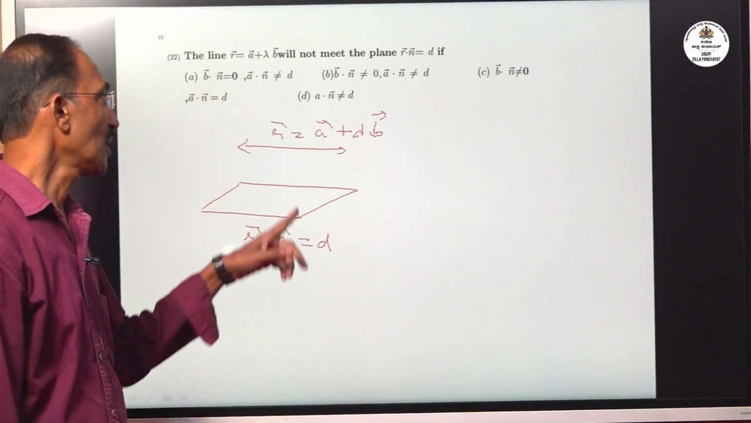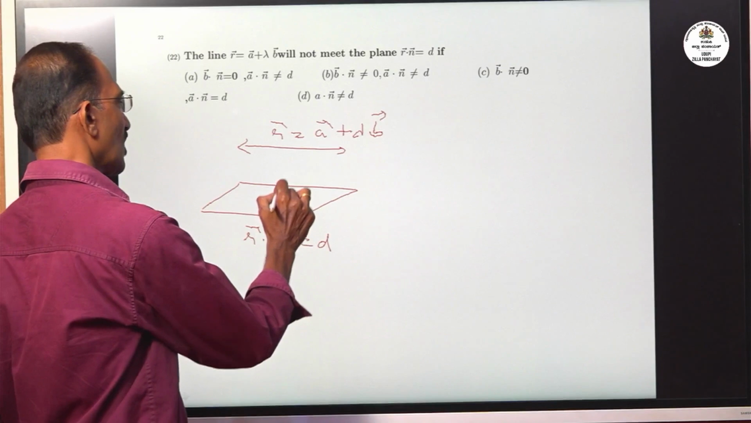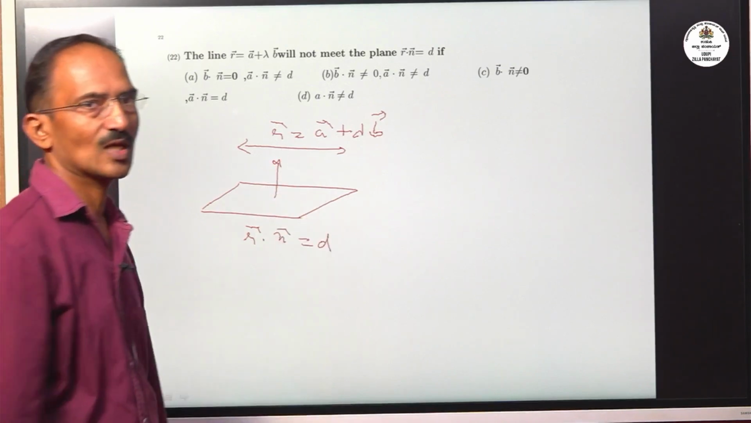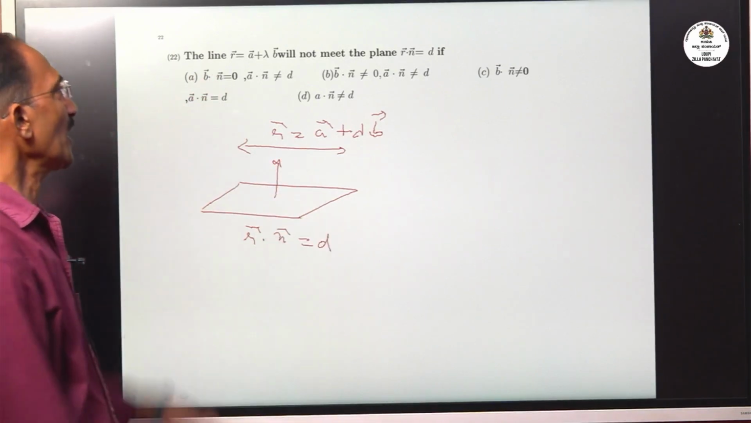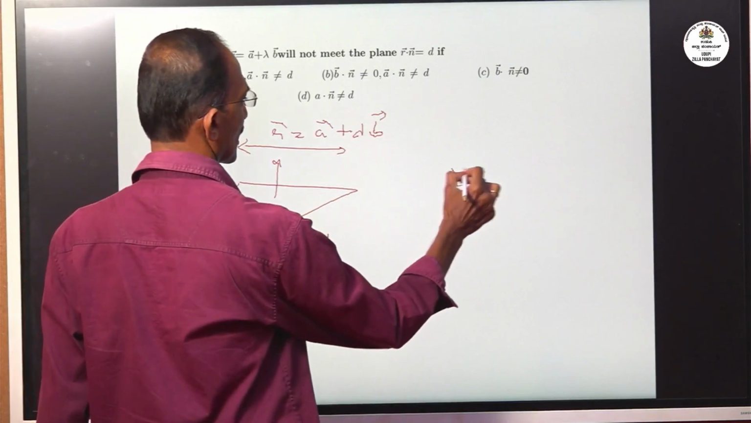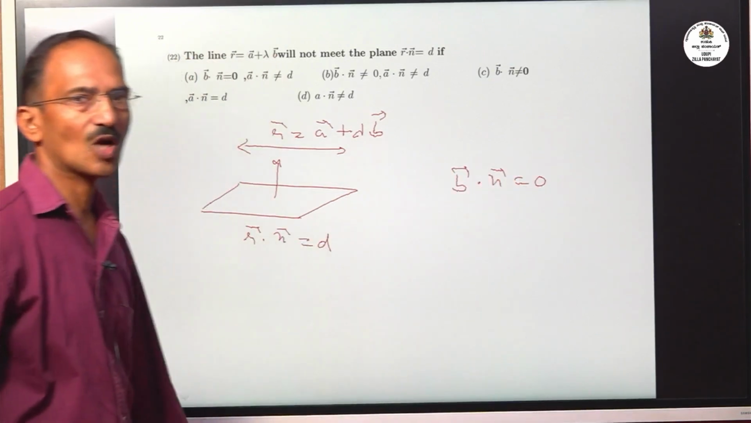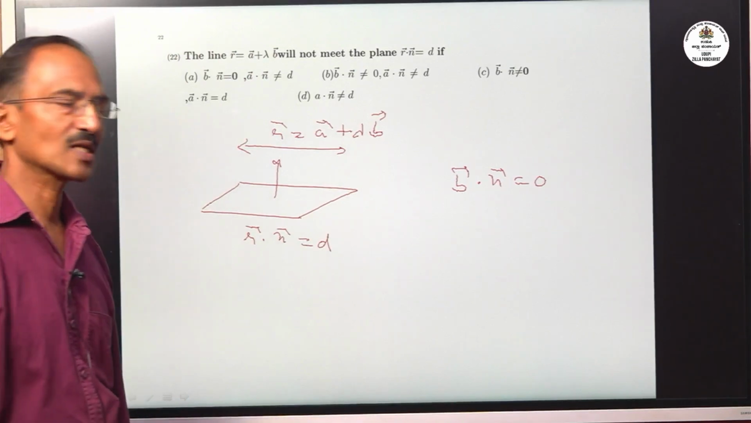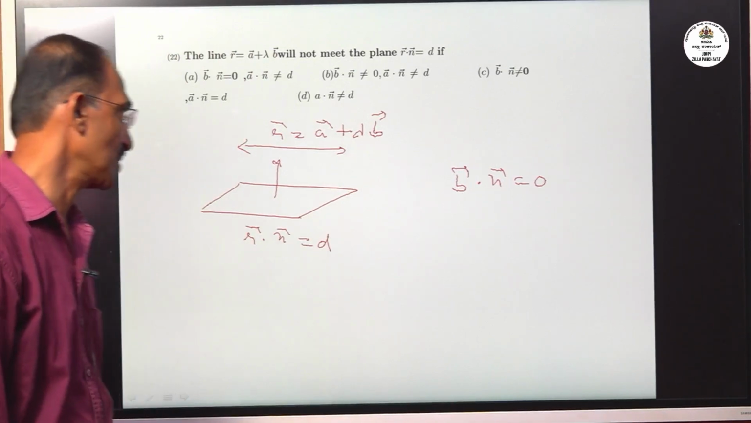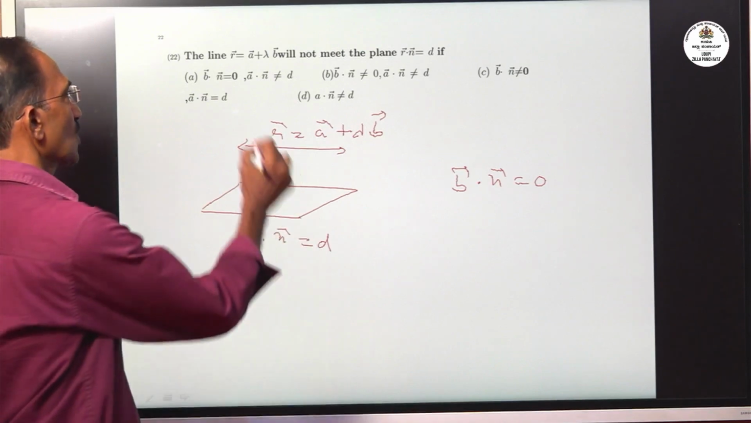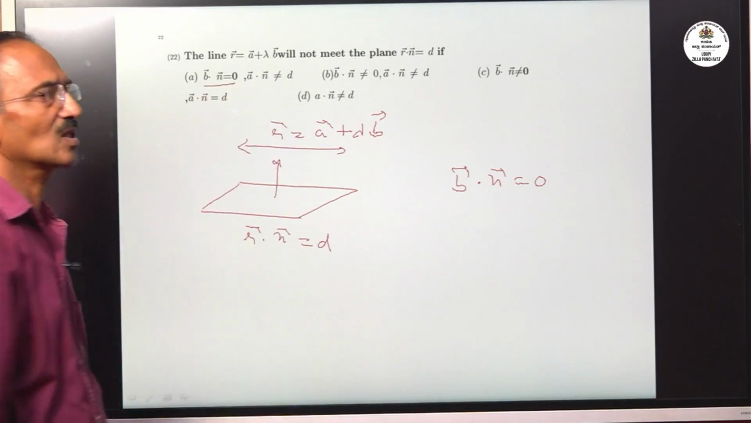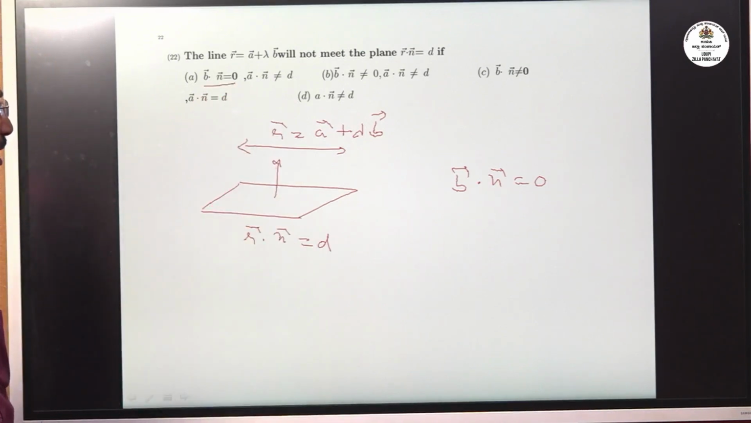So clearly, parallel means the normal vector is perpendicular to the line. That means b dot n must be 0, because the dot product is 0 when two vectors are perpendicular to each other. So one condition is true. If you observe, that condition is in option A, and you won't find it in any other options.